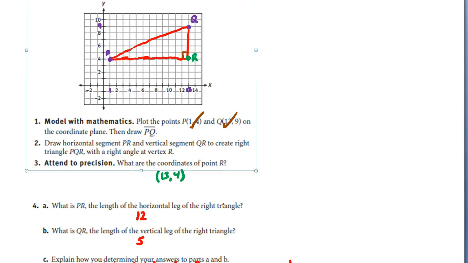Now question 4a, what is length PR, the length of the horizontal leg of the right triangle? So P was located at 1, and then R was at 13. So from 1 to 13 is 12 units. Question B, what is length QR, the length of the vertical leg? So from Q to R, how long is this? Well, Q was up here at 9, and R was at 4. And 9 subtract 4 is 5 units.